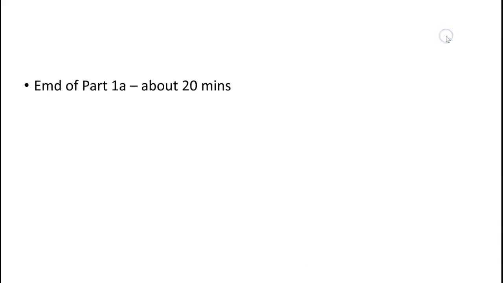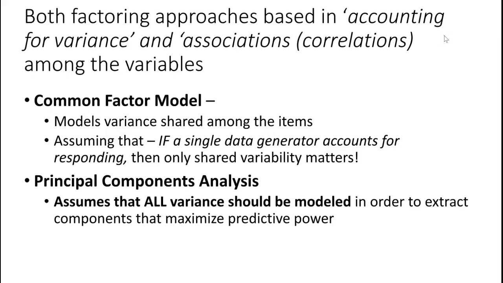Okay, so as I said before, the two factoring approaches are based in taking the observed variability and the patterns of correlations or associations among the observed variability and modeling it. In the common factor model, only that variability at the item level that can be assumed to be due to the underlying latent variable, that is called shared variance across the items, is what we're going to model, because we're assuming that if a single within-person data generator is accounting for the patterns of responding, then the only variability that matters is that variability which is shared across the variables.